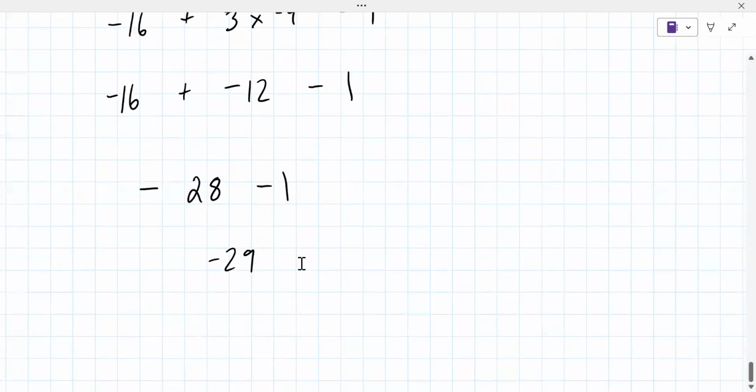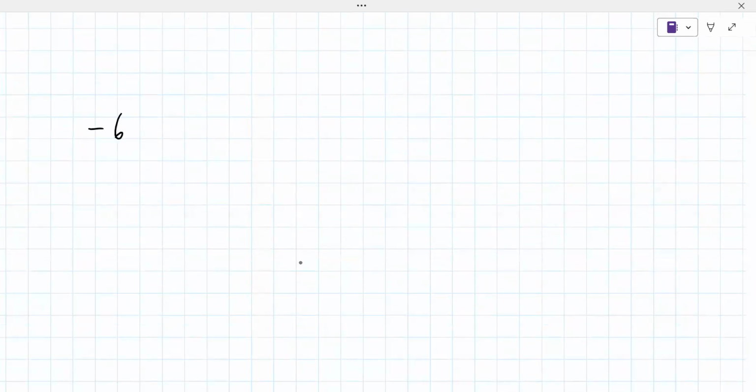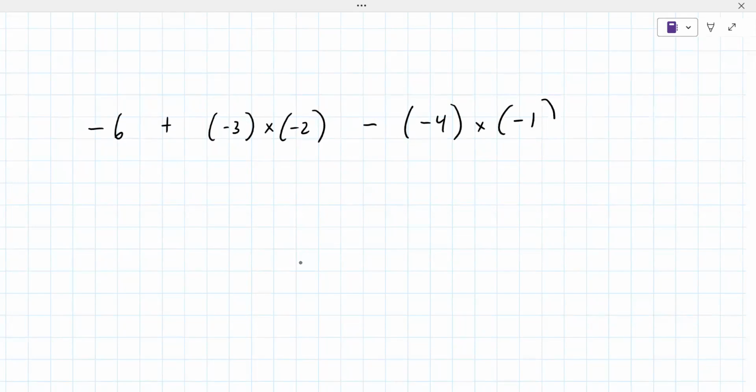Let me give you a new problem to try. -6 plus -3 times -2 minus -4 times -1. Now, we did talk a little bit about when you need parentheses, and you actually can just treat this like it is the multiplication, and same thing over here. So why did I add parentheses? Just to show you another way that these problems could look, because I don't know how they're going to be presented to you.